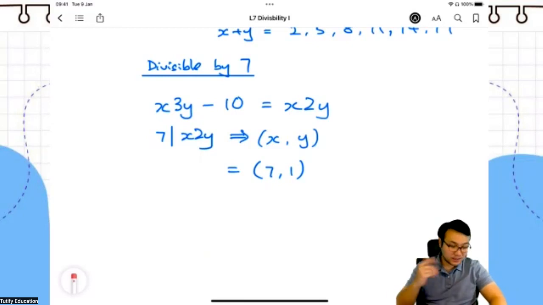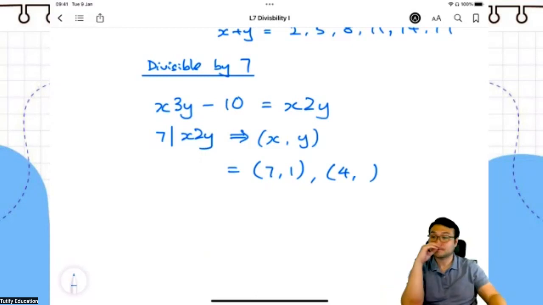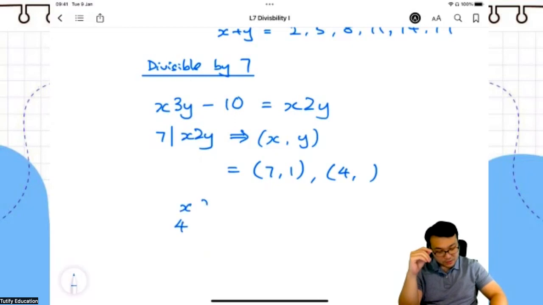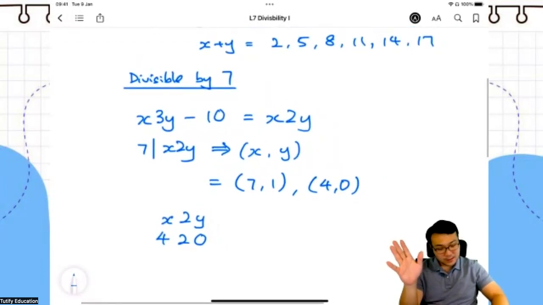Can you give me another example? Let's see. 4 and what? Okay, I'll help you with the first one. You tell me the second one. 4, 2, 0. 4 and 0. Ah, very good. So you are telling me that this is 4 2 0, which is divisible by 7. Yes or no? Okay, but I'm not going to write this down.